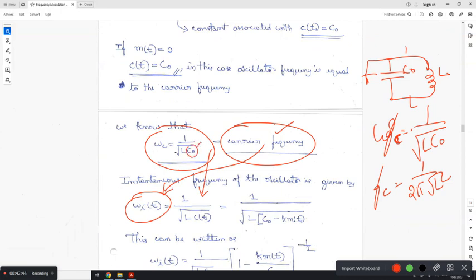When this C becomes C of t, which is equal to C naught minus K into M of t, is it going to generate a fixed carrier frequency? No, not at all, no more. It is going to generate an instantaneous frequency. Once again, substitute the value of C of t here. Now your entire formula is changed. Now can you tell me what the instantaneous frequency depends on? You can clearly see your instantaneous frequency omega now depends on K into M of t. Is it not that you are converting your amplitude variation to frequency variation in this? Yes or no? You are converting it.